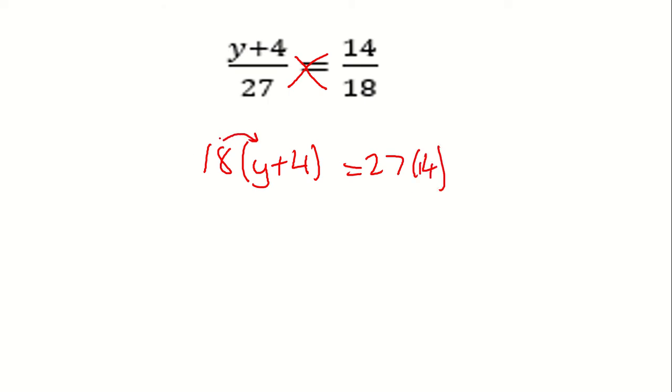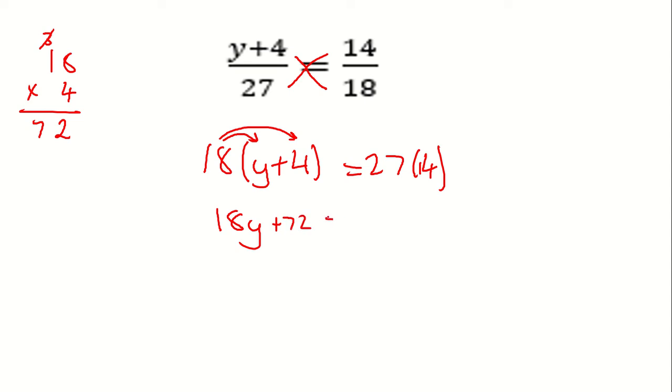Then I'm going to expand this bracket. 18 times y is 18y, and then 18 times 4. If you're not sure, always double check by multiplying them. 4 times 8 is 32, 4 times 1 is 4, plus 3 is 7, so plus 72 equals, and again if you're unsure, multiply them together, 27 times 14, but if you do it right, you are left with 378.